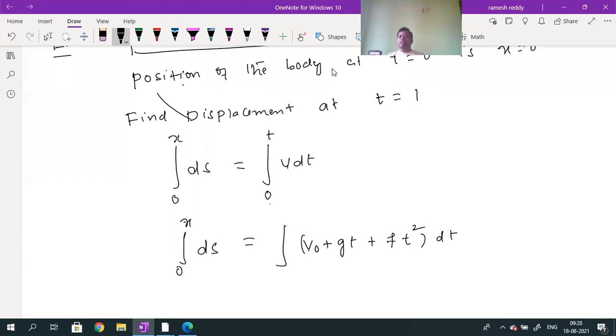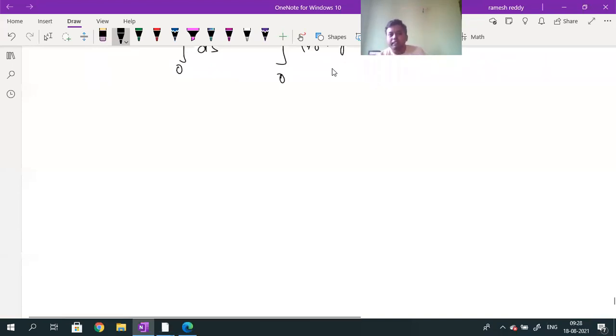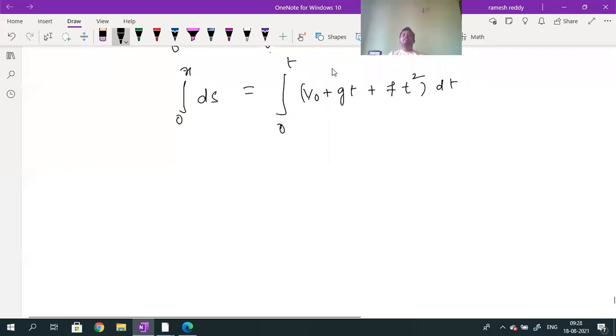Limits is 0 to t. Can I write which is equal to? Now I am solving the question. So integration of ds, I will write this value later. Integration of ds, the limits are 0 to x.